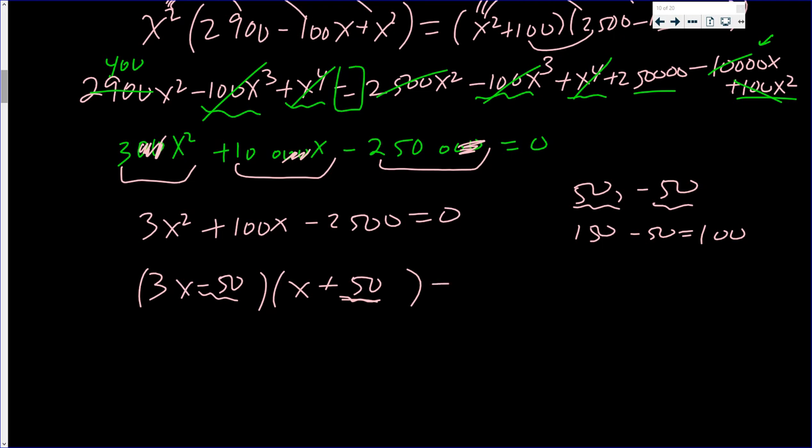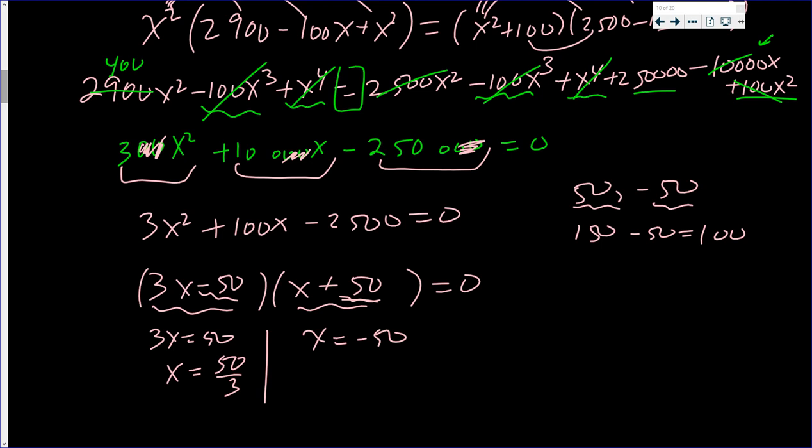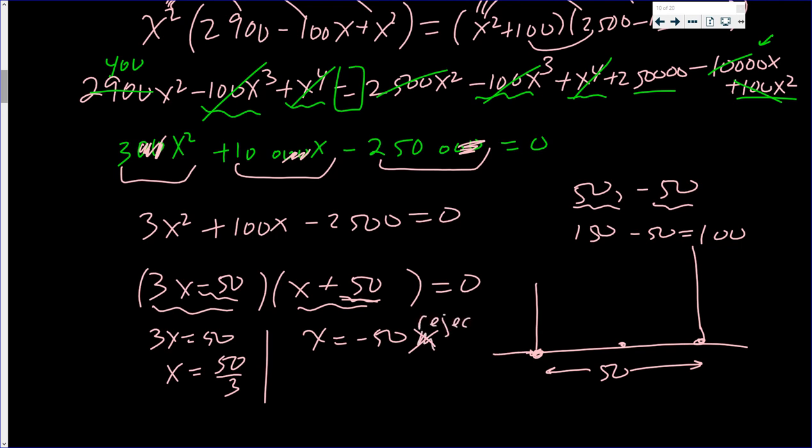And this equals 0. So either that's 0, which means 3x is 50, or x is 50 over 3, or that's 0, which means that x is negative 50. Now, we're going to reject that because when it came to the poles, I said that this distance was 50. So x is 0 here, and x is 50 there, and we pick something in between. Negative 50 would be out here. So let me just write reject.